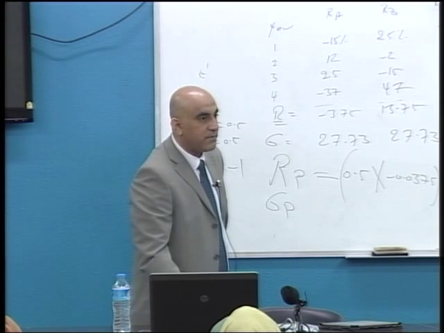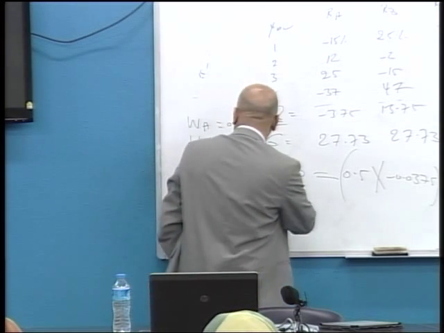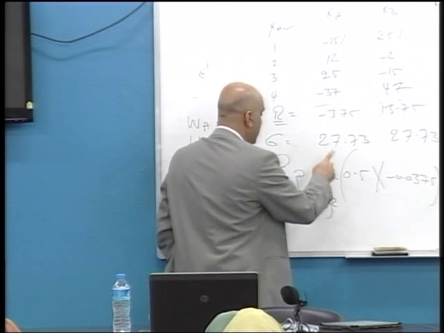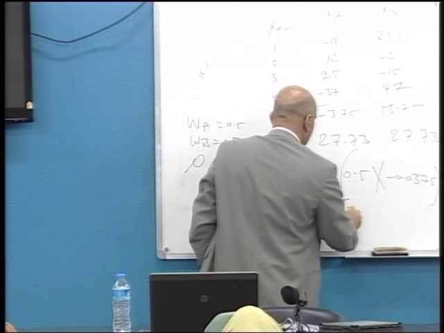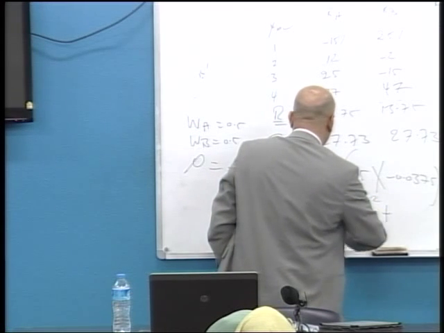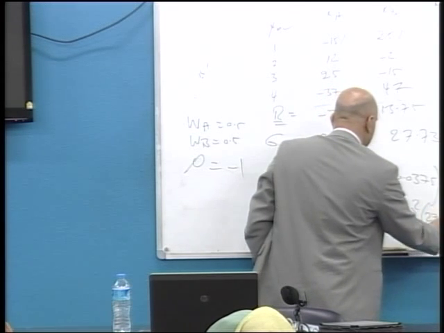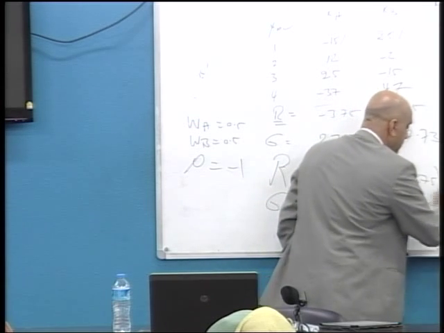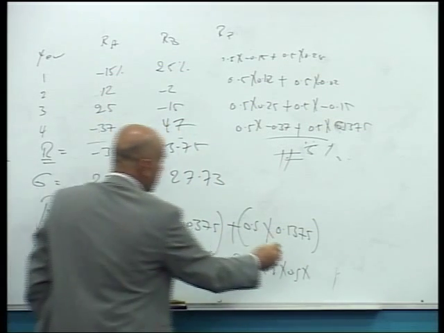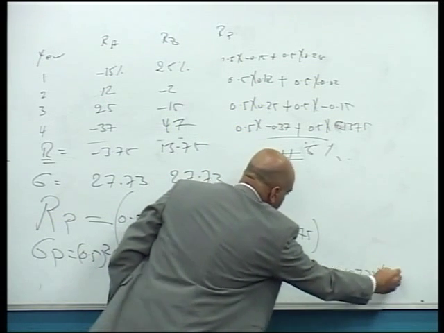The sigma of P in this case is WA squared times sigma A squared, 0.5 squared times 27.73 squared, plus 0.5 squared times 27.73 squared, plus 2 times 0.5 times 0.5 times the standard deviations, 27.73 times 27.73, times minus 1.